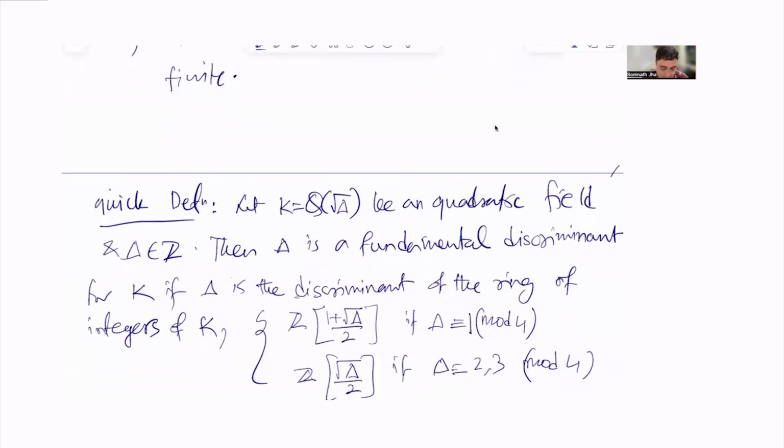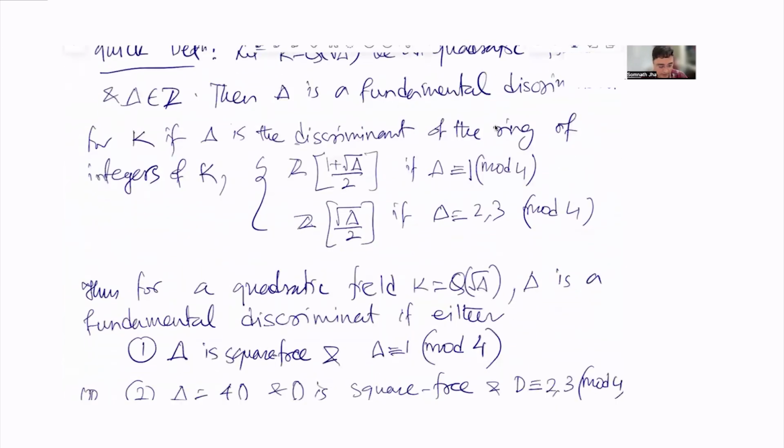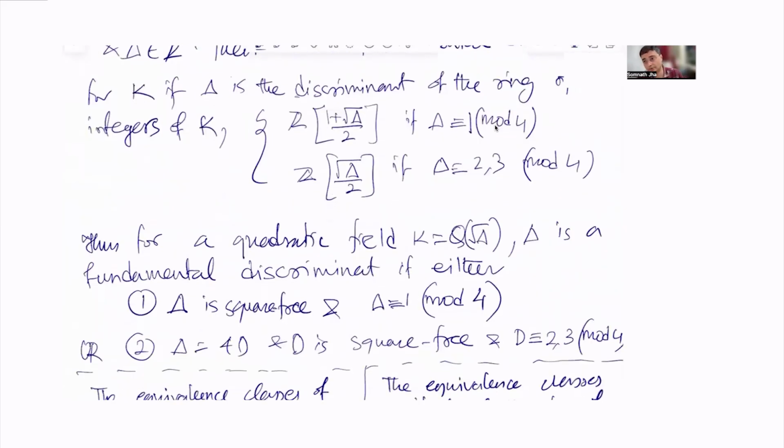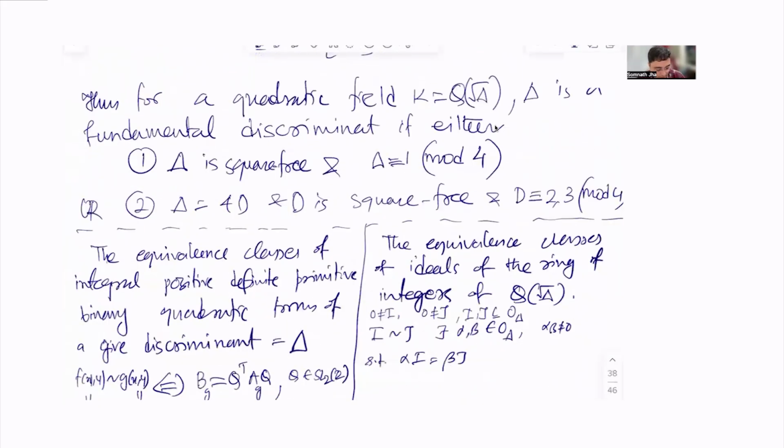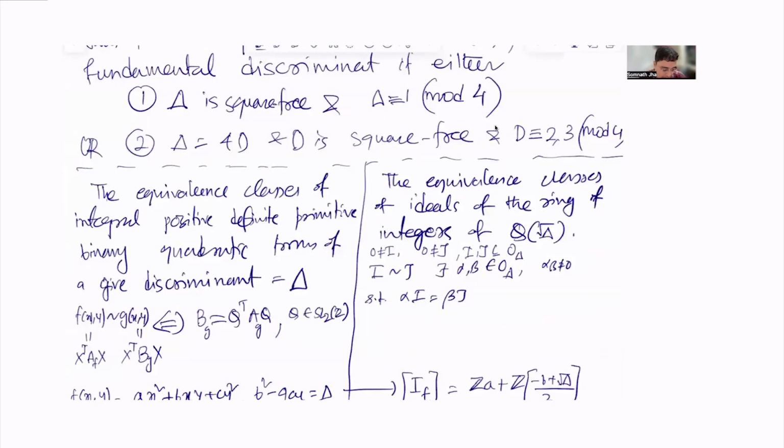And this is a quick recall of the fundamental discriminant. If K is Q(root delta), an imaginary quadratic field with delta less than 0, then delta is called a fundamental discriminant; it is the discriminant of the ring of integers of K. So delta is either 1 mod 4 and square free, or delta is 4D, where D is square free and D is 2 or 3 mod 4. Okay, so the map was the equivalence class of integral positive definite primitive binary quadratic forms of a given discriminant delta. Two forms are equivalent if their matrices are related this way, with F(x, y) equal to (x, y) transpose A_F (x, y), where A_F was a symmetric matrix.